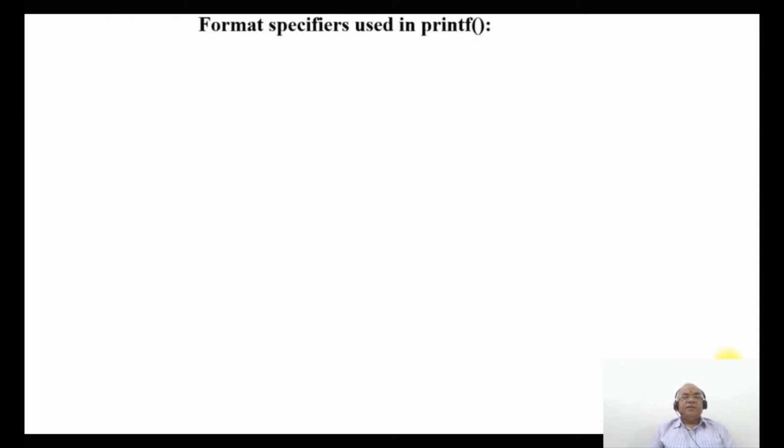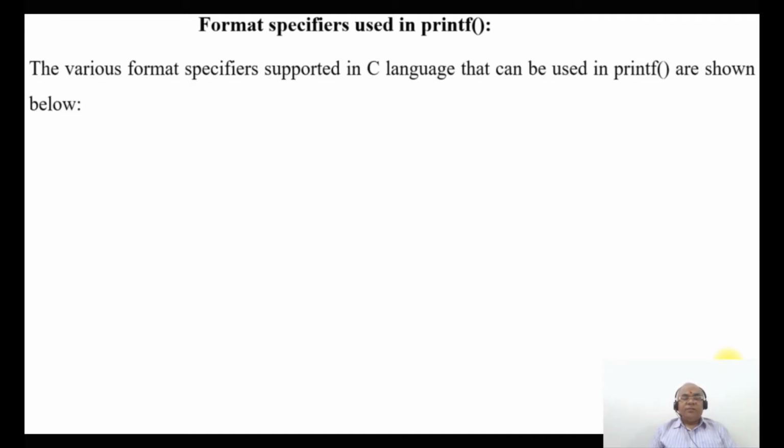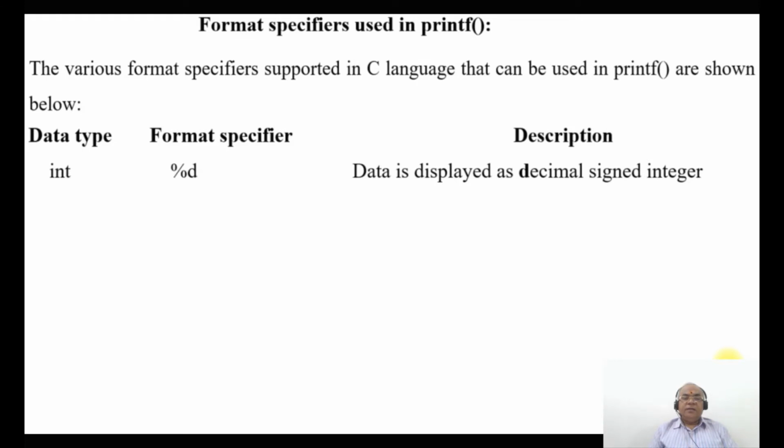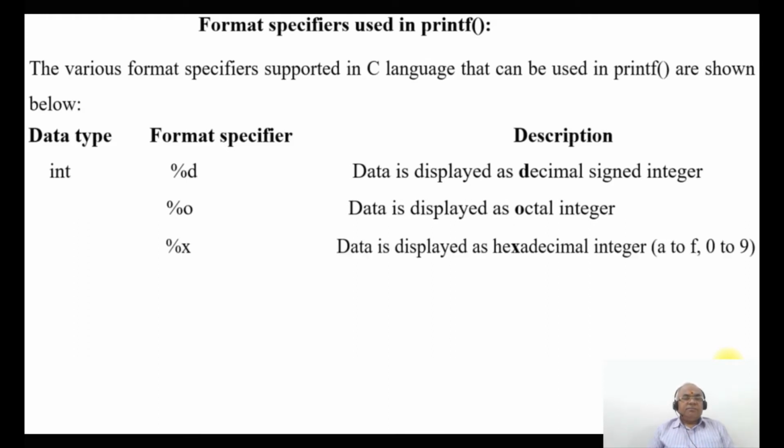What are the format specifiers used? Which are all the format specifiers used in printf? The various format specifiers supported in the C language that can be used in printf are shown. For data type int, the format specifier is %d. Data is displayed as a decimal signed integer. Then %o, data is displayed as an octal integer, and %x, data is displayed as a hexadecimal number, that is A to F and 0 to 9.